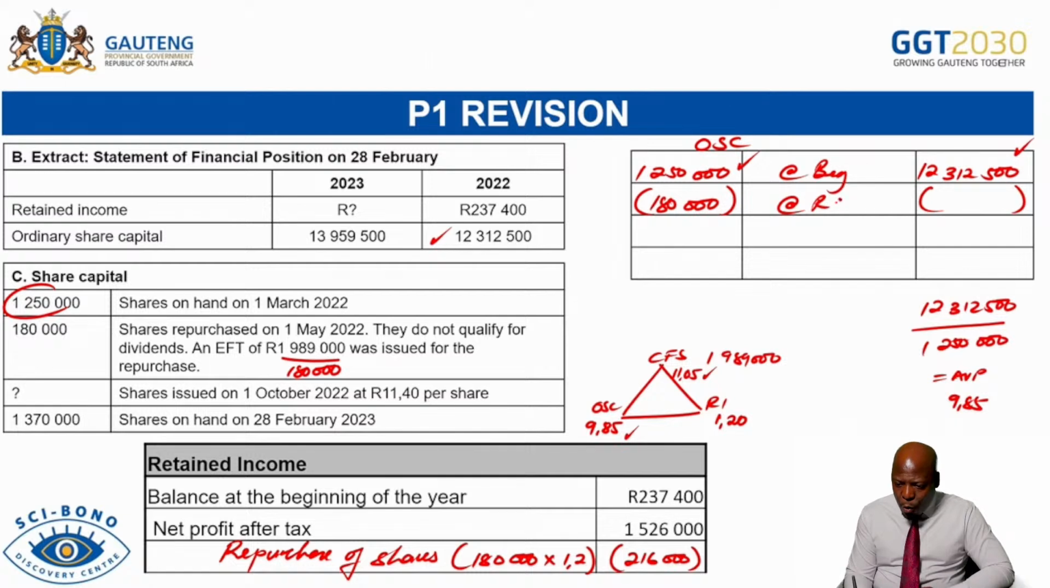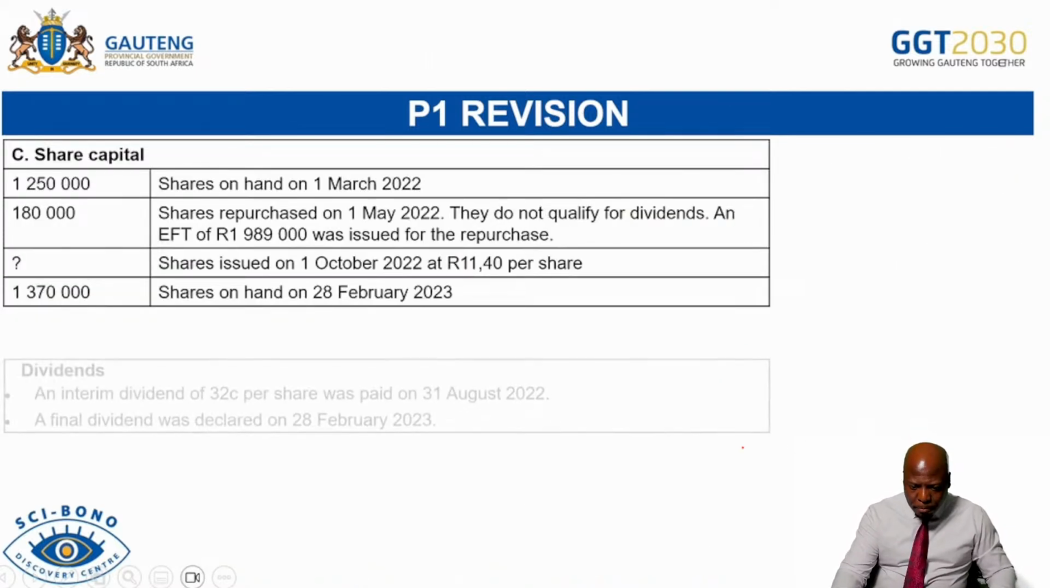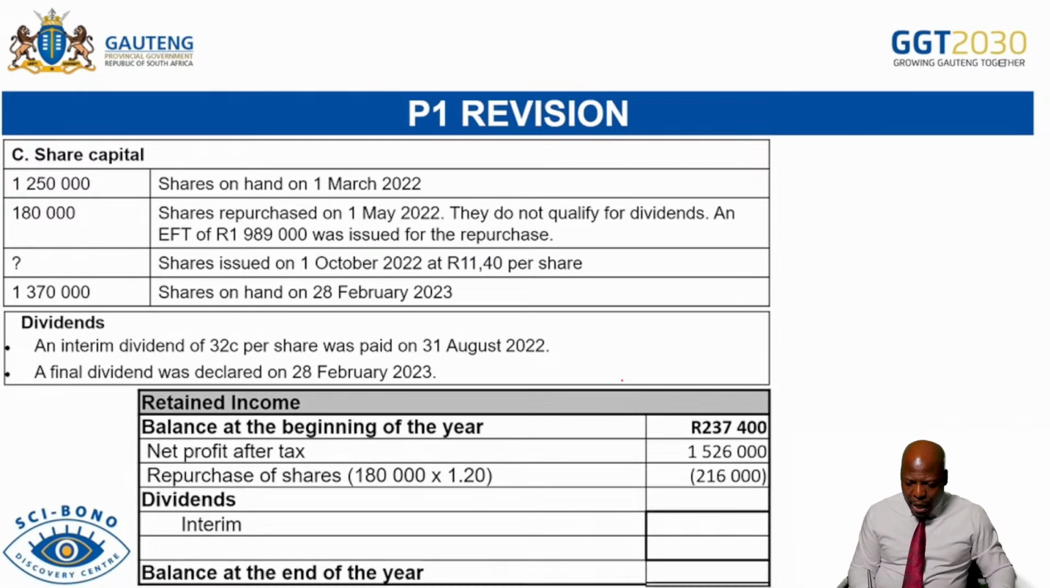You're going to use your 9 Rand 85 over here. Then you get that one. And then you continue with your note number 7. Okay, so remember, we are busy with note number 8. Let's go to the next aspect. All right, so we are here already. Then we're going to do our interim dividends.